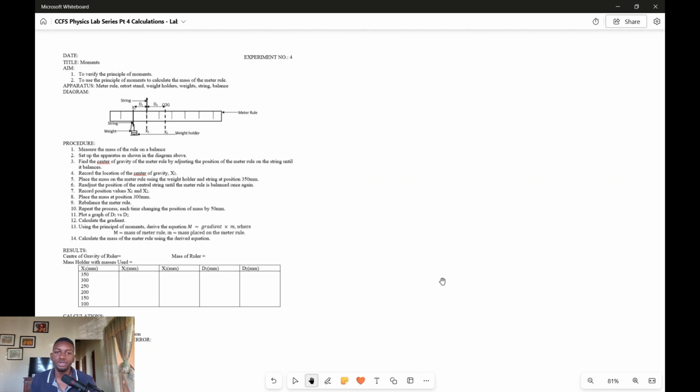Hi, good afternoon, everyone. So here we are in lab number 4 of this series, looking through the different calculations for the different labs. For this lab, we have our moments. In the calculations, all we've got to do is find the gradient, the equation derivation, and the mass of the ruler calculation, so something that shouldn't be too challenging. Anyways, let's get right into it.